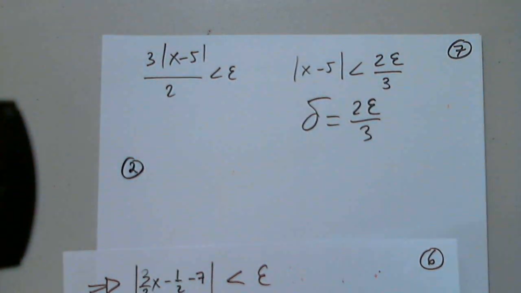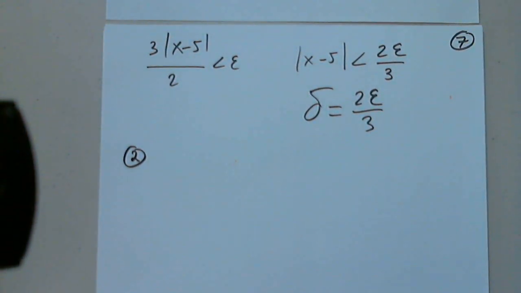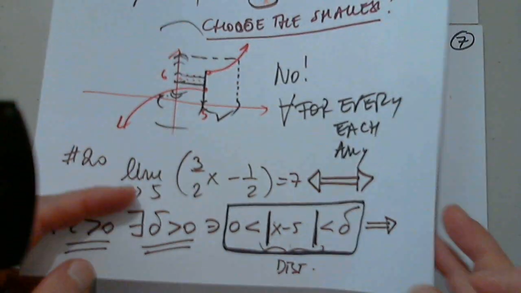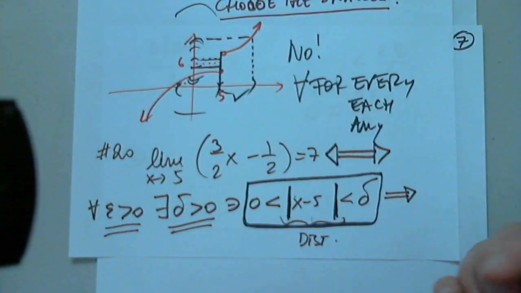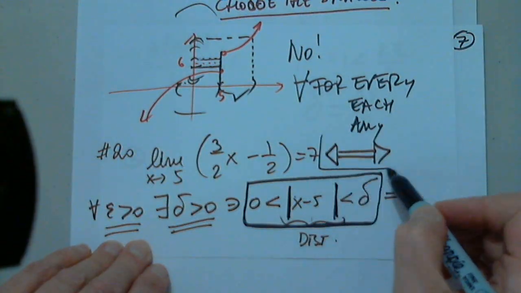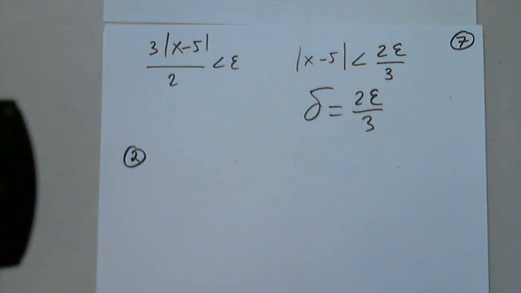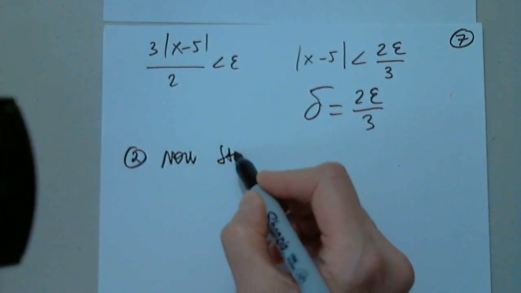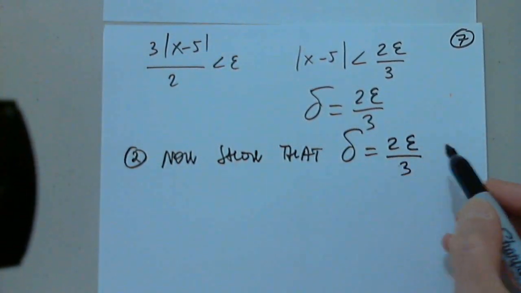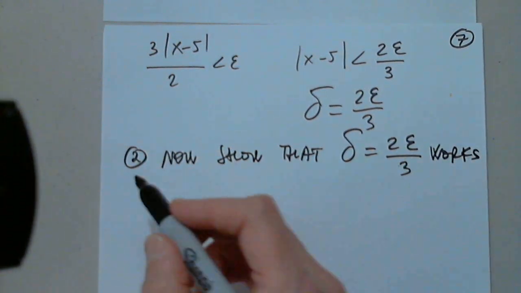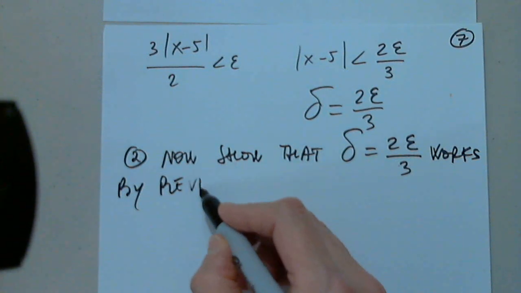Also, step 2. I will not make you do anything else for step 2, but I need you to understand. When we prove a statement, we have to prove from left to right and from right to left because of the double equivalency. But all I would like you to write is: now show that delta equals 2 epsilon over 3 works by reversing the steps from above. That's it. You don't have to do the steps.